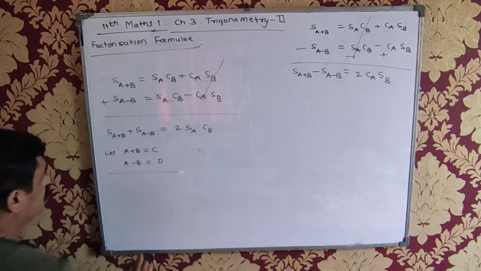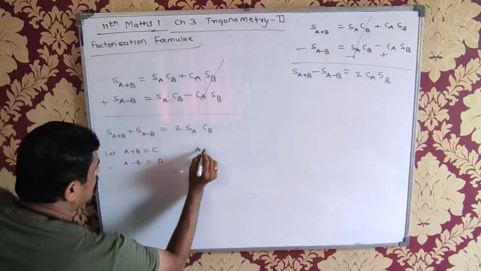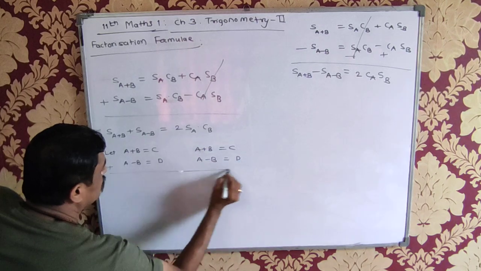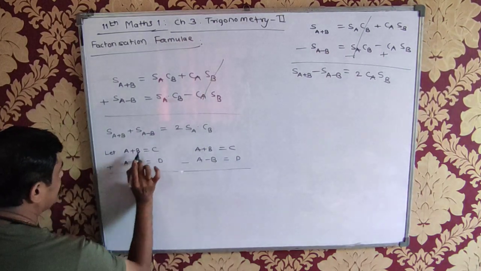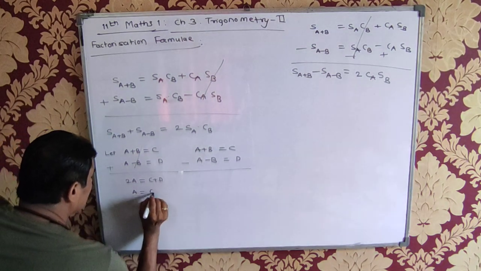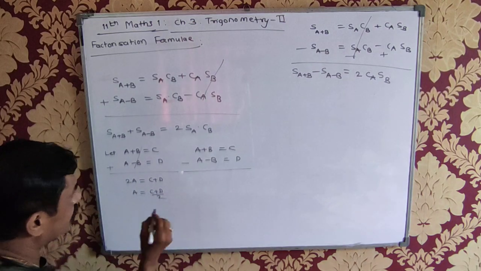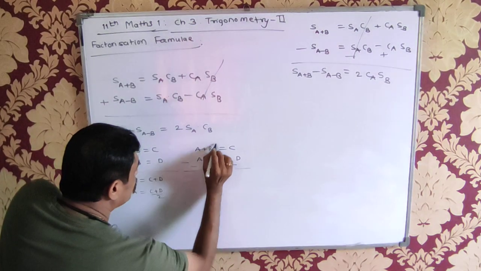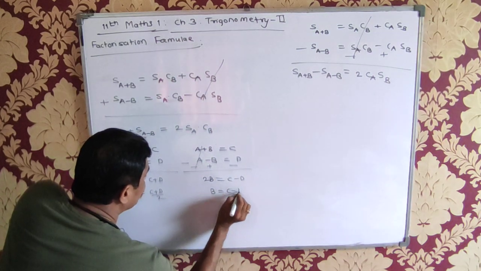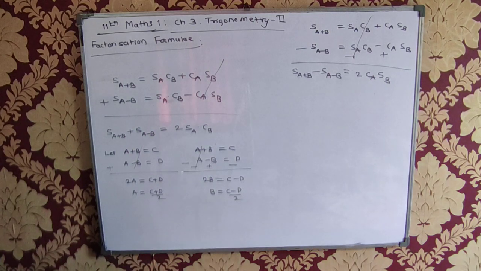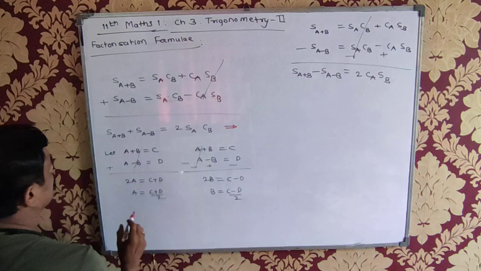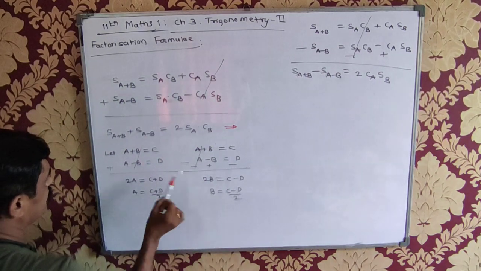Right? So if I add them and if I subtract them, what am I going to get there? When I add them, this gets cancelled. 2a is equal to c plus d, or a is equal to c plus d by 2. When I subtract them, 2b is equal to c minus d and b is equal to c minus d upon 2. So can you tell me the same formula substituting for a and b in terms of c and d?